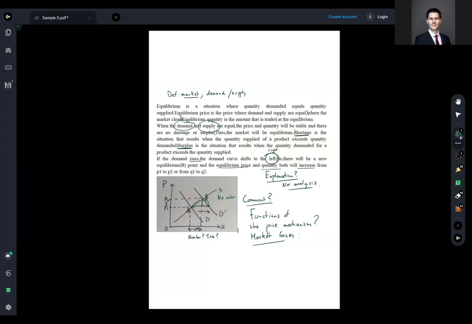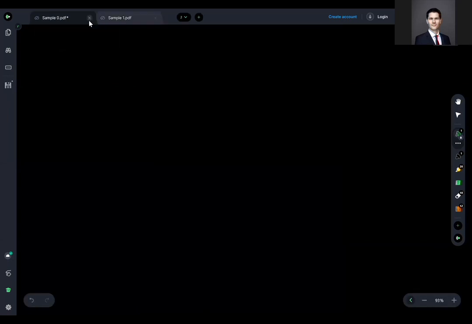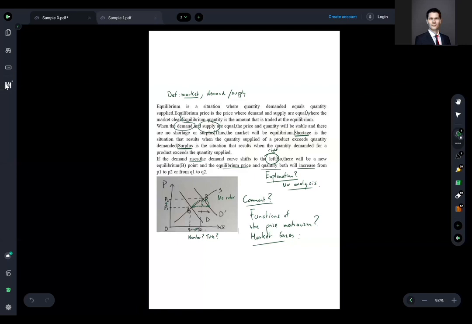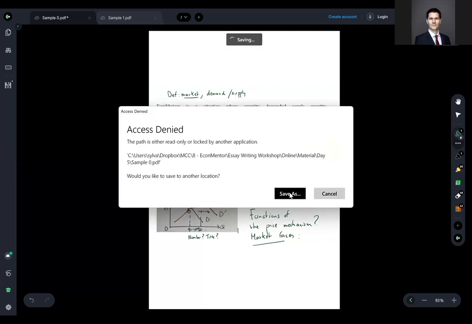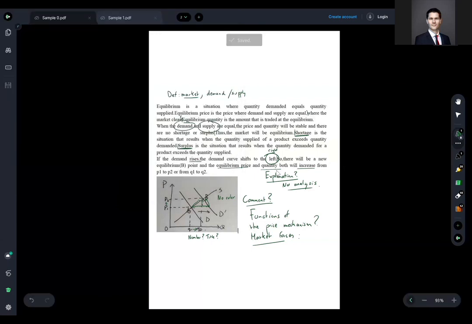Can you guys see when I write on this sample? Because I've never really tried to have a Zoom session using the stylus of my tablet, but you should be able to see when I write on it, right? Yes. Right. There's no problem.